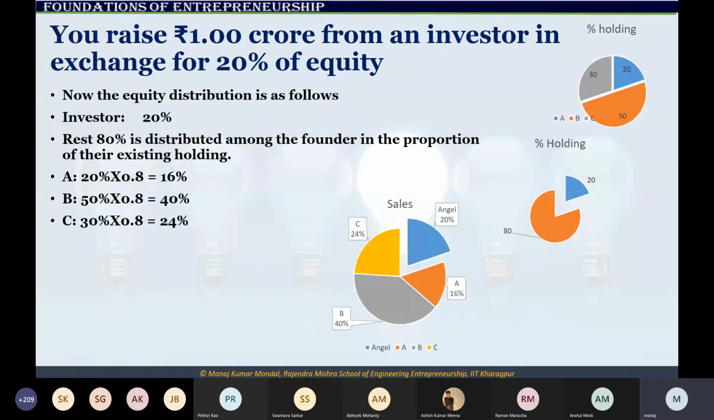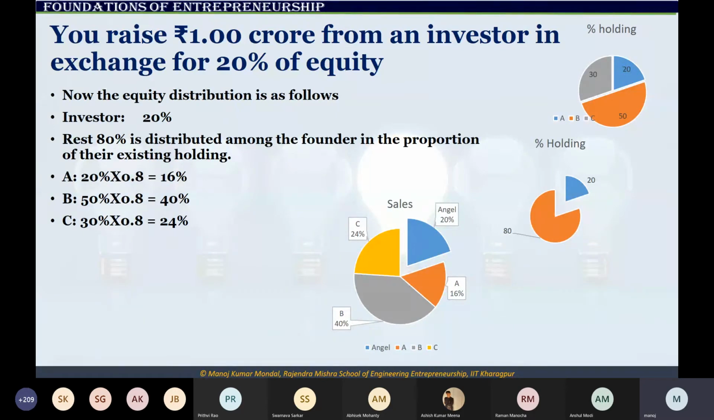So the angel investor tells you, okay, I'll bring you the 1 crore rupees that you need, but I want 20% of the company. I want 20% of the company, meaning 20% of ownership. So how is it decided, and how will you three distribute the remainder of the equity among yourselves?